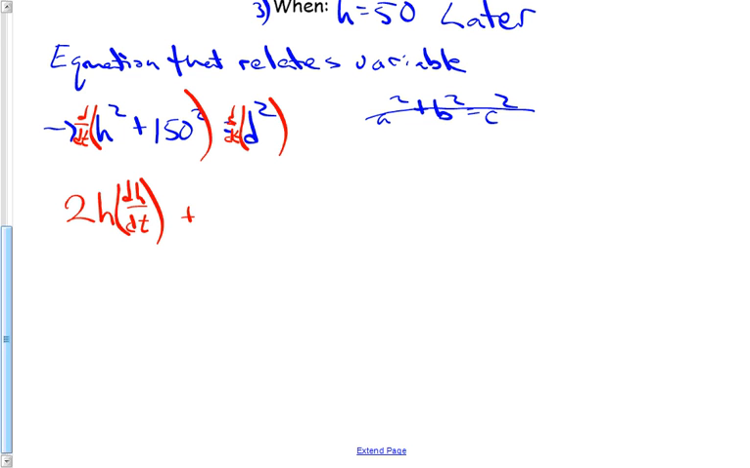What's the derivative of 150 squared? 0. Why? Because it's a constant. 150 is a constant. We're thankful for constants. They have nice derivatives. Derivative of d squared? 2d dD/dt. Okay, the derivative with respect to time.